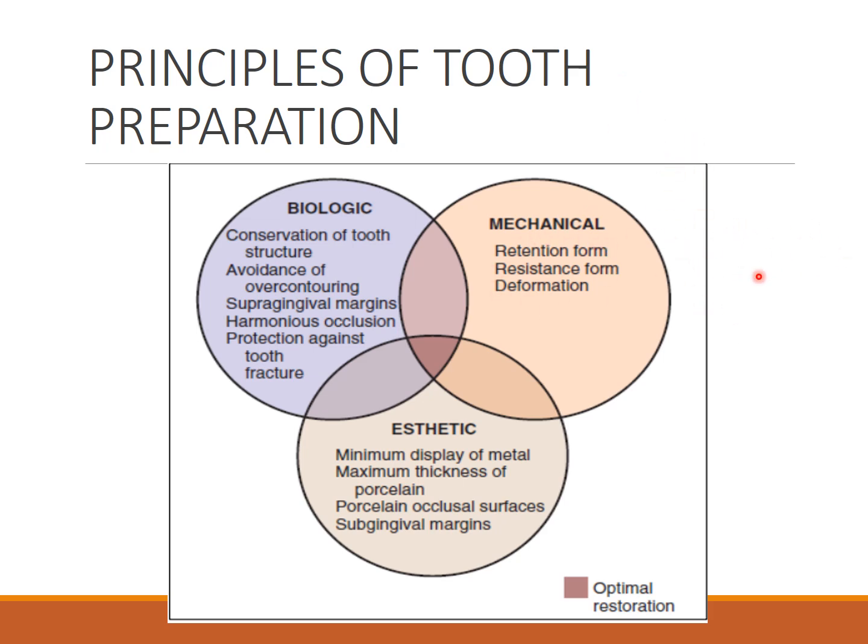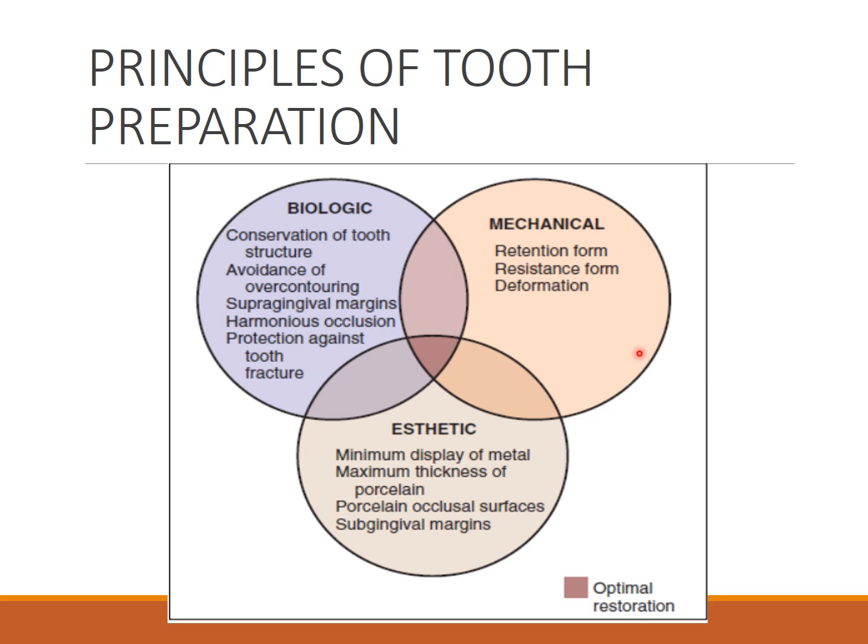Resistance form prevents the dislodgement of the restoration by forces in the apical or oblique direction. Otherwise the whole restoration would just dislodge due to all the other forces acting around it. So all these things have to be taken care of. For this you can give some amount of taper in your preparation, known as the angle of convergence. A 2 to 6 degree taper can be given.